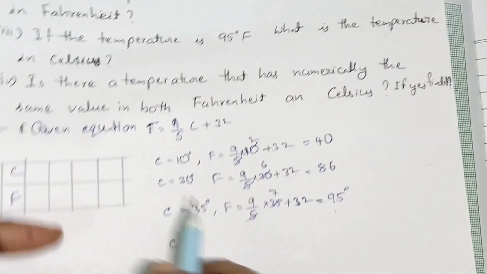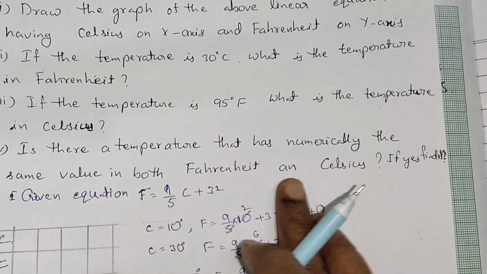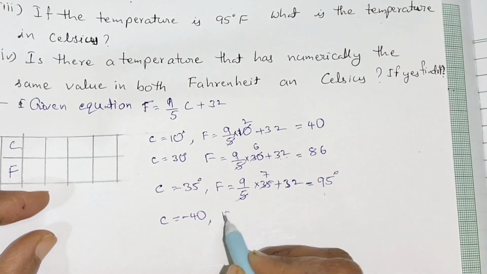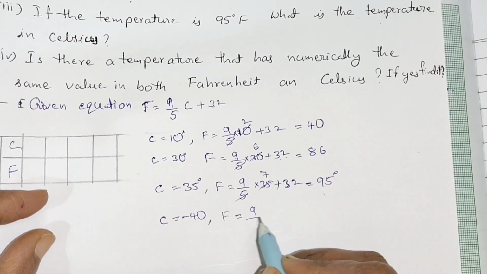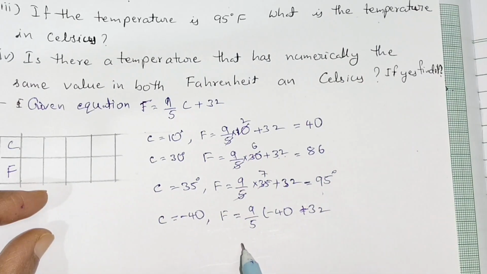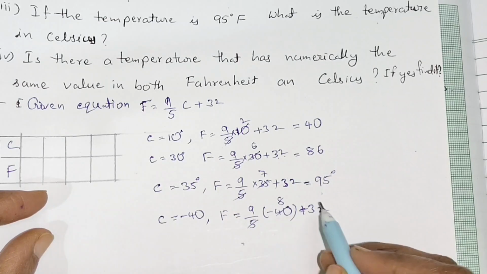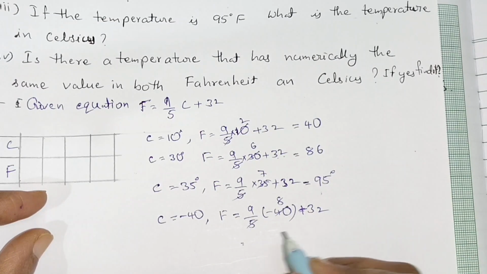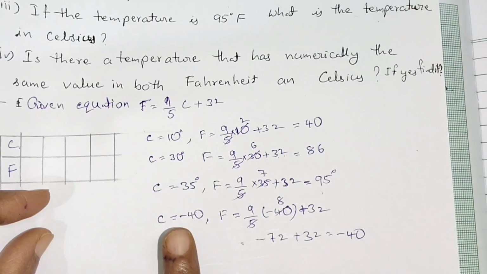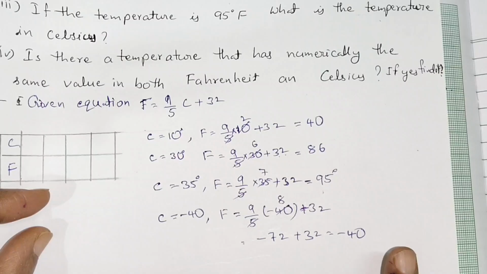Next, the fourth one: is there a temperature that has numerically the same value in both Fahrenheit and Celsius? Yes, minus 40 degrees, both are equal. So we take minus 40 degrees. Here 9 by 5 into minus 40 plus 32. Let us simplify this. Here 5 eights are 40, 9 eights are 72. Minus 72 plus 32 is equal to minus 40 degrees. Here Celsius we take minus 40 and Fahrenheit also minus 40. Both are equal.